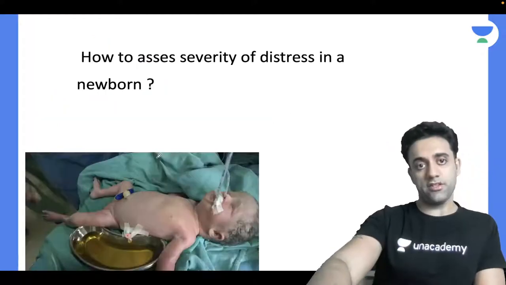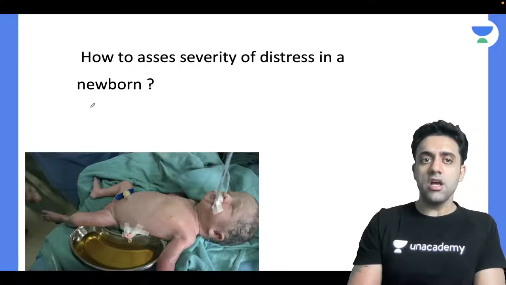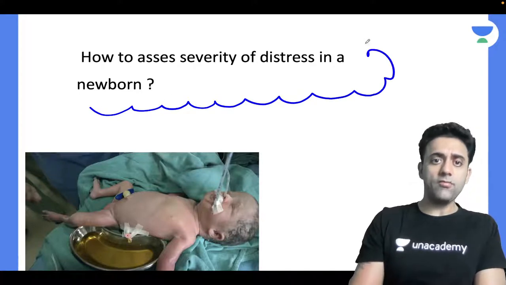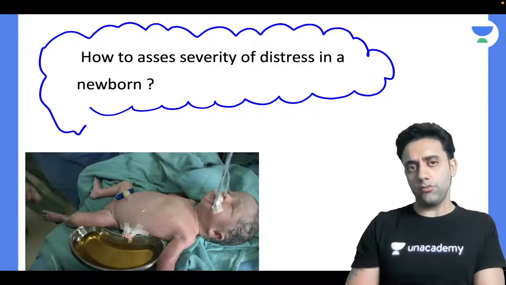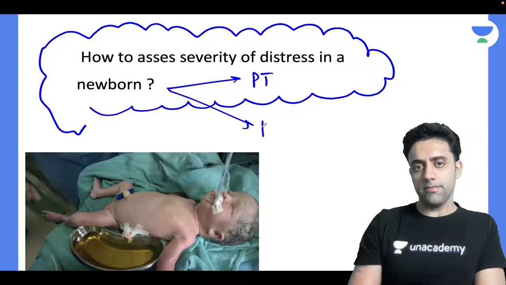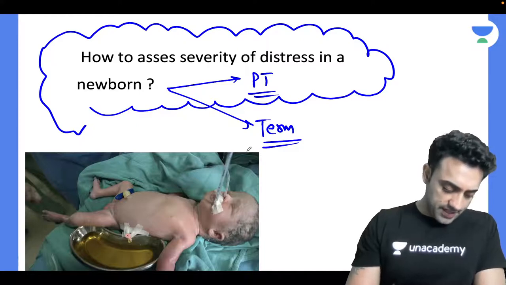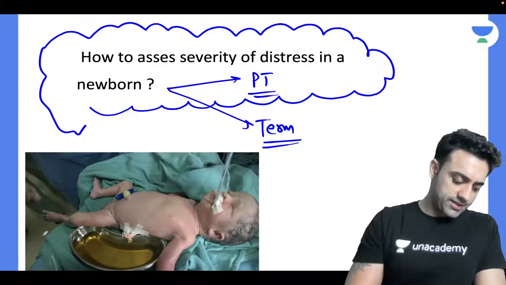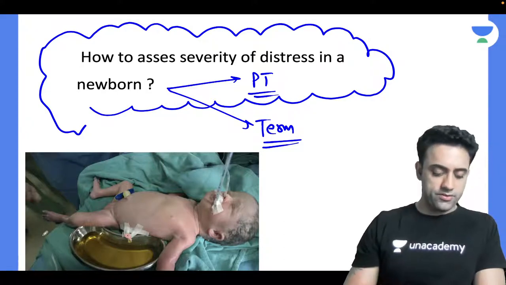Yes, Ganja, always appreciate your barber. How do you assess the severity of distress in a newborn? Nice question. It was an AIIMS question. It depends, sir, on whether this newborn baby is a preterm baby or a term baby. What is the name of the scoring system to assess the severity of distress? Anyone? So yes, very good.